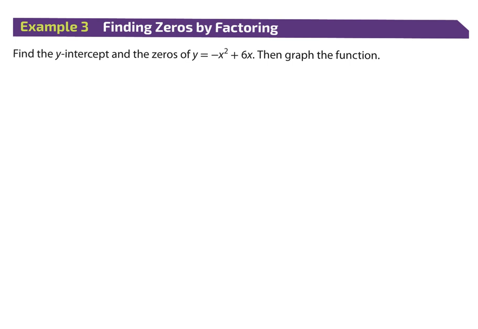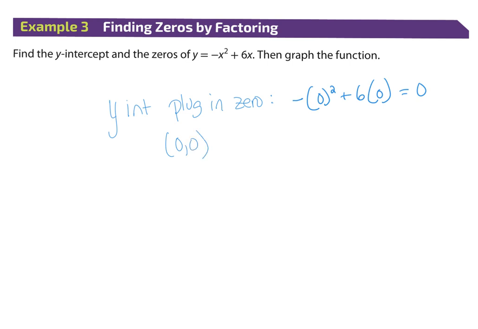Well, the y-intercept is really easy. For the y-intercept, we just plug in 0, right? So -0 squared plus 6 times 0 equals 0. Our y-intercept is (0, 0). That's easy. So let's find our zeros, which can be called roots or x-intercepts. Those are all the same thing.